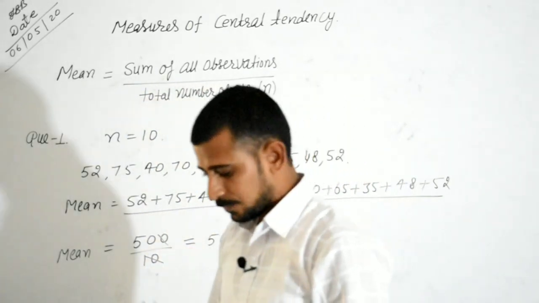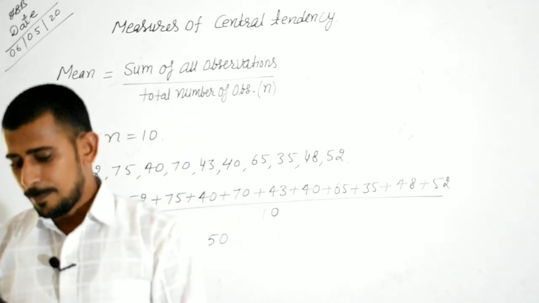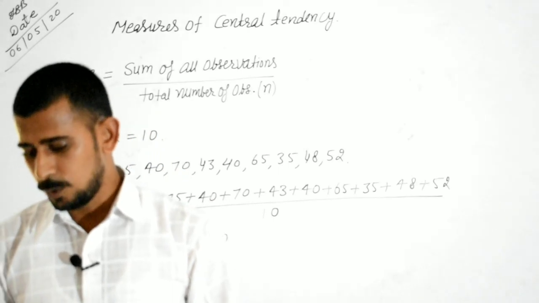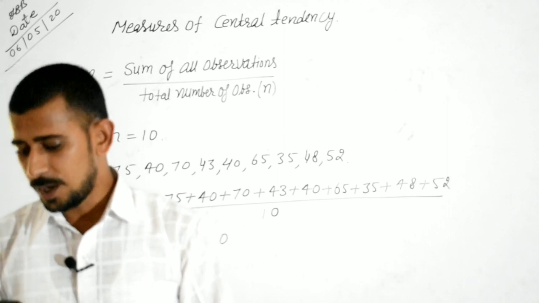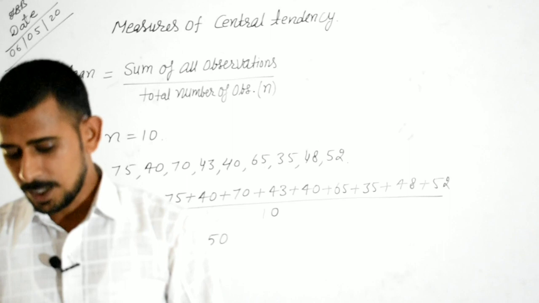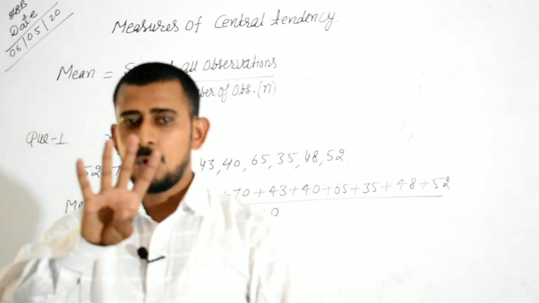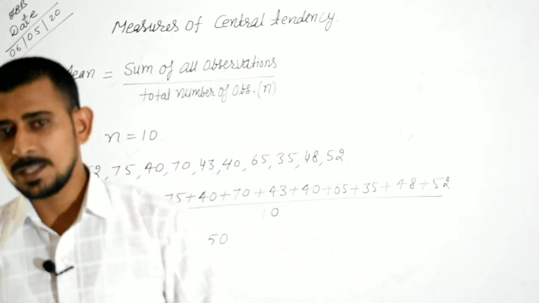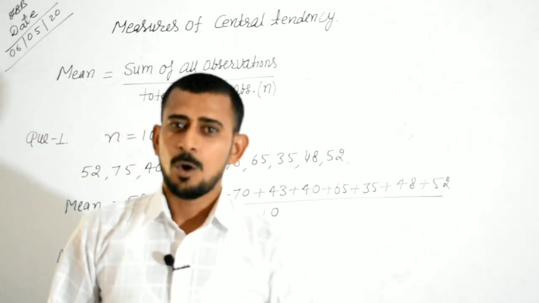Now next question. Second question, see in your book. The monthly salaries of subordinate employees of a school are given: 1720, 1750, 1760 and 1710. Then find the arithmetic mean. You can solve the same way. Four values are given and the number of observations is 4. Then mean is the sum of all observations upon the total number of observations.